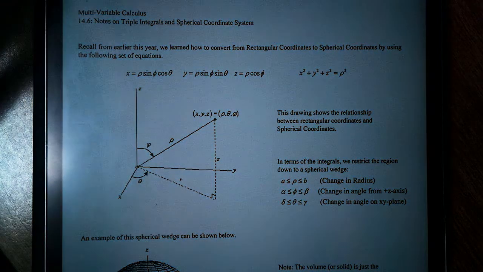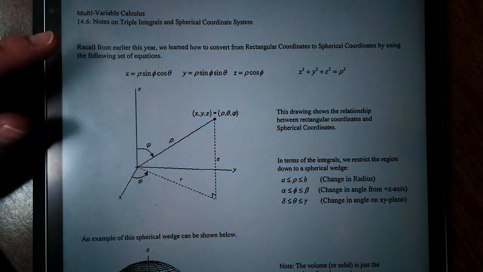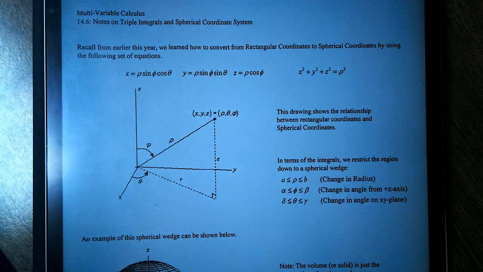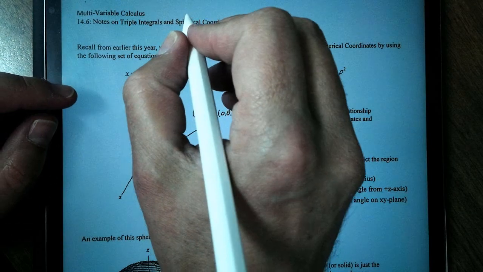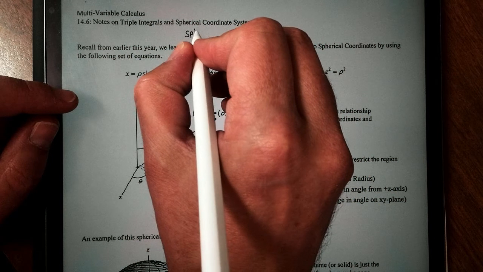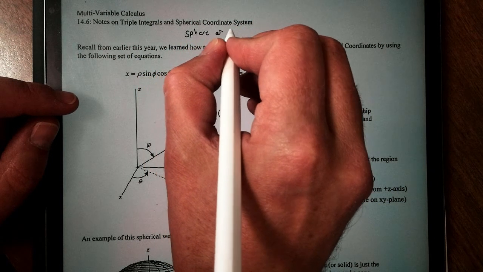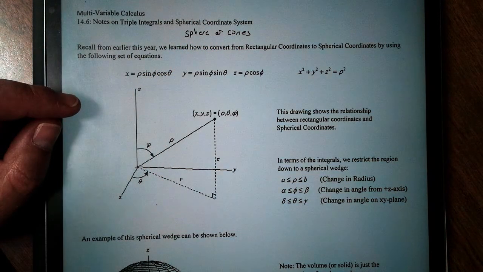Hello, welcome back. Today we're going to take a look at spherical coordinate systems and how we can use triple integrals to find their volume. Today is really going to be useful for us, especially if we are talking about spheres or cones. We'll see those in just a few moments.